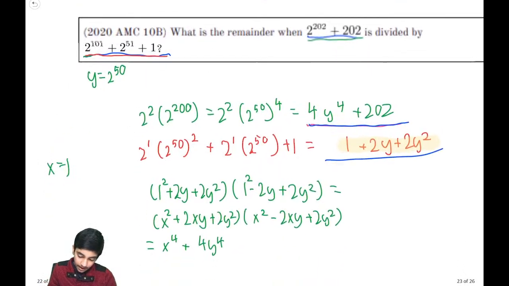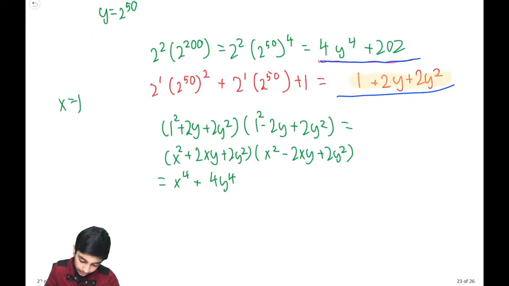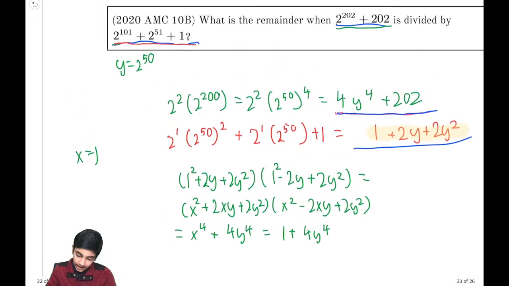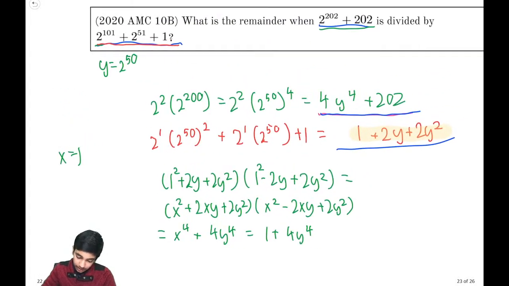And now what we can do is simplify this expression in terms of x to get 1 plus 4 times y to the 4th, and this to the power of 4 just disappears because 1 to the 4 is 1. And now we can see that 4y to the 4th plus 1 is equal to this expression.